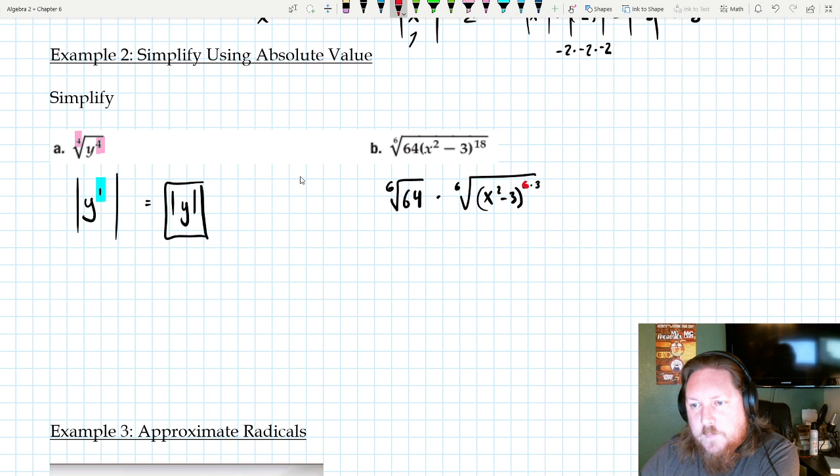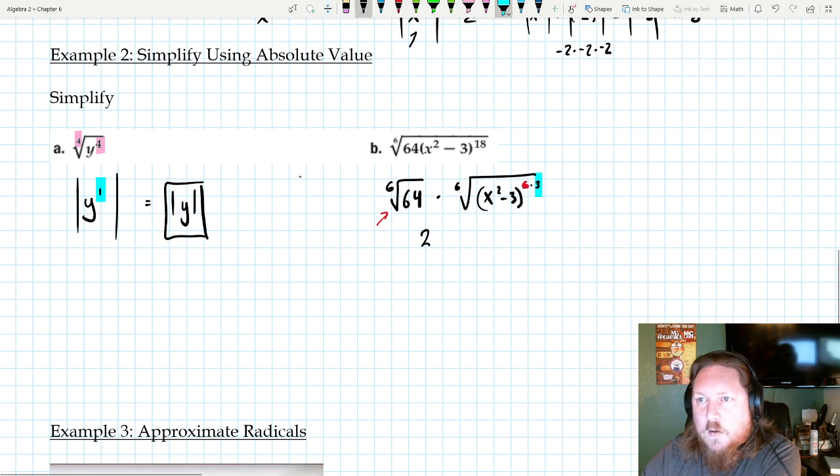Now, for this first part of the problem, I don't have to worry so much about the absolute value. Because I'm taking the principal root, there's no negative in front of it. I don't have to worry that that's a thing. So I just write 2 as my result there for the sixth root of 64. But here, when I cancel this out, you can see the resulting power will be odd. And I had an even index and an even power that I'm factoring out.